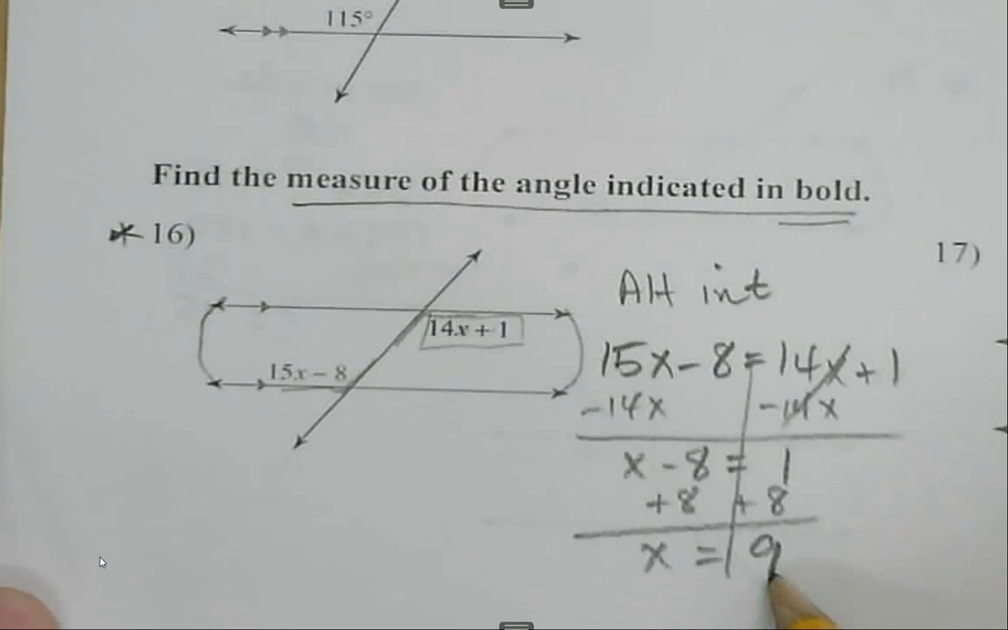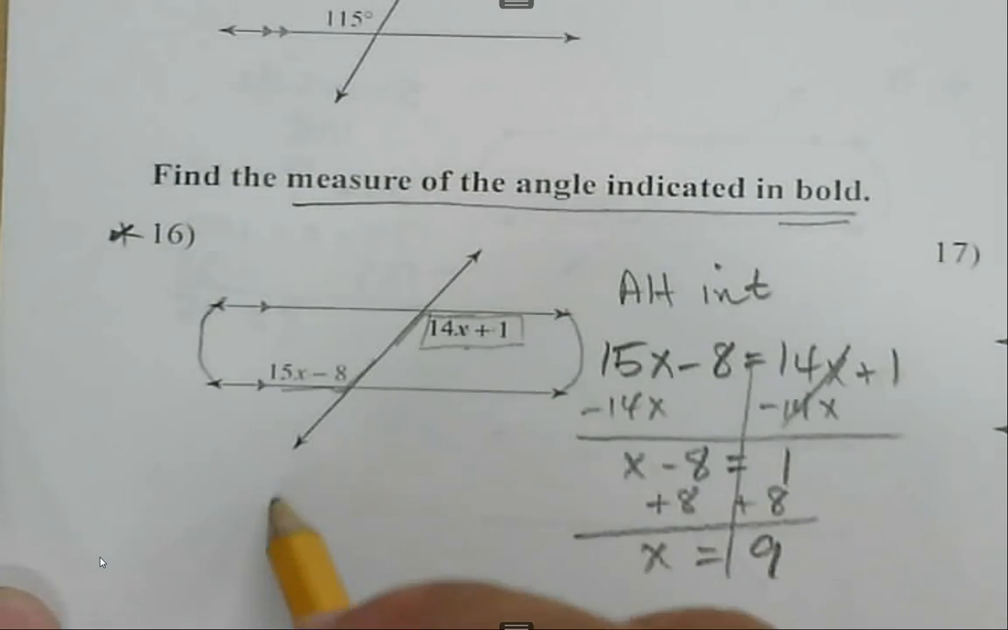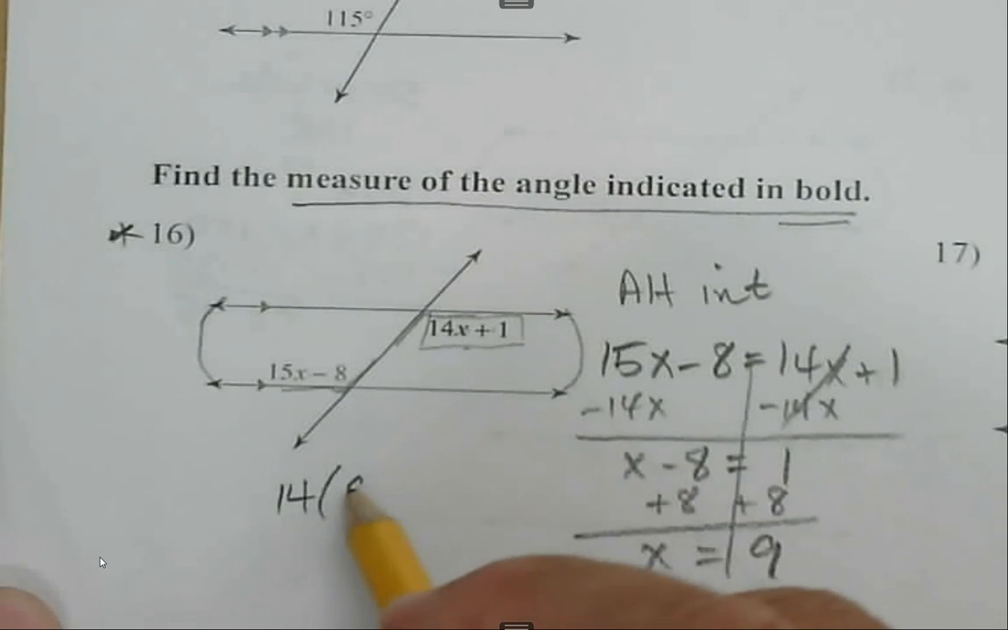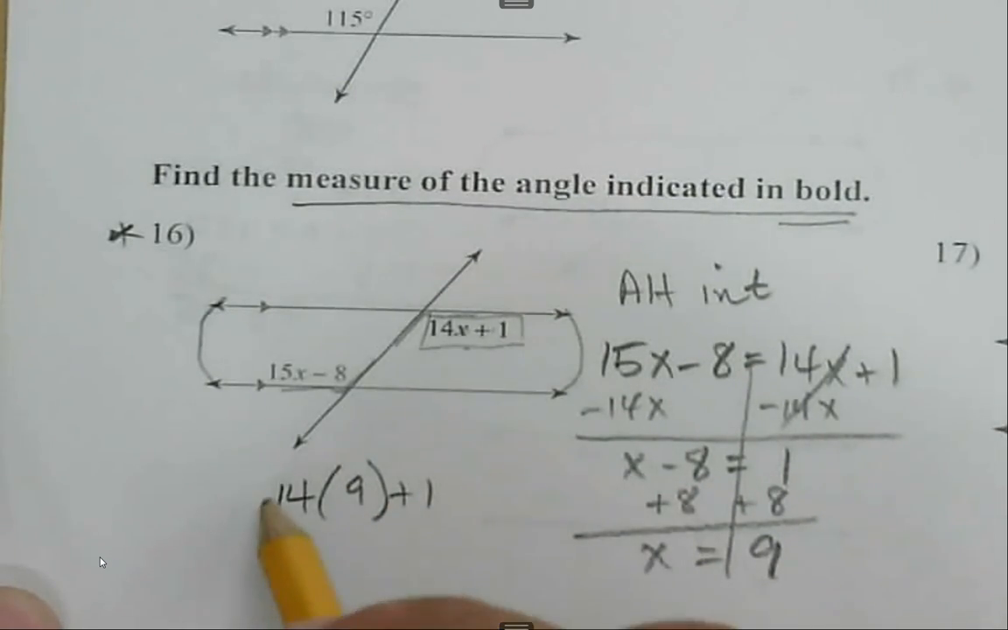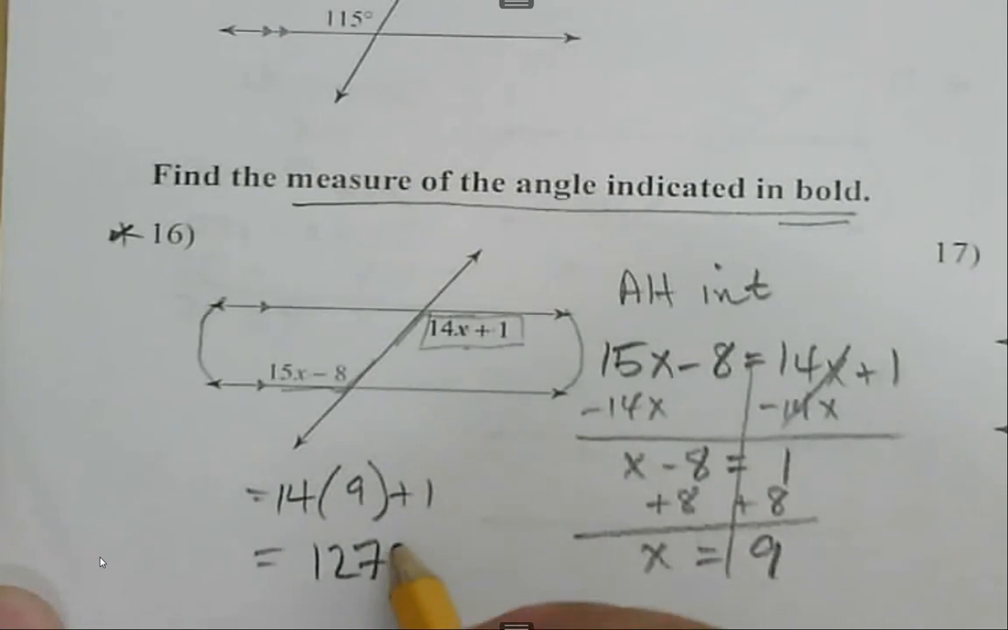So I'm going to take this 9 and I'm going to substitute it back in for this x right here. So I'm going to have 14 times 9 plus 1. And again, if you do that math, you're going to figure out that that equals 127 degrees.